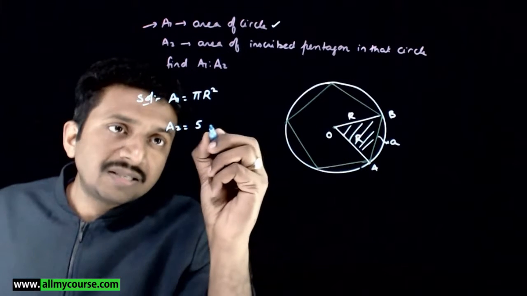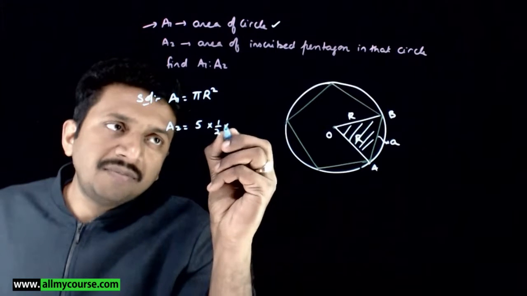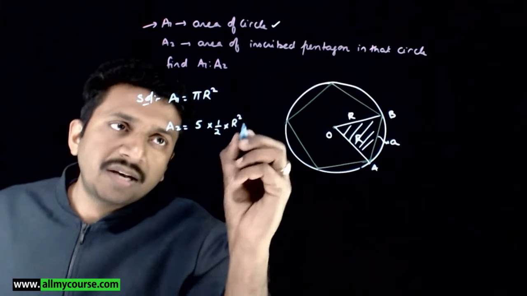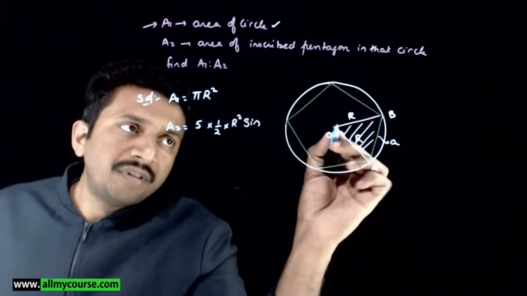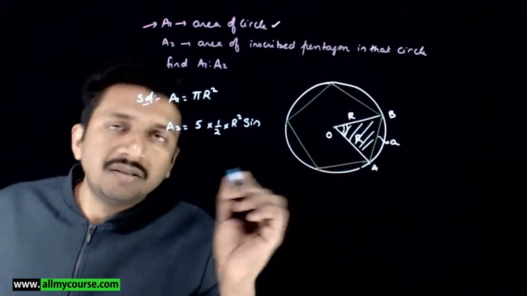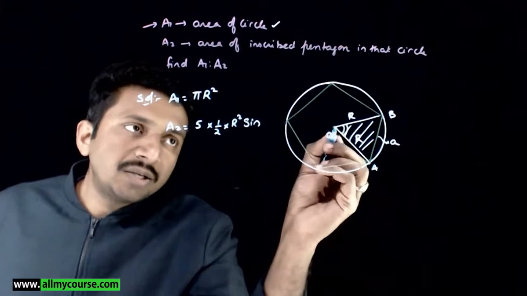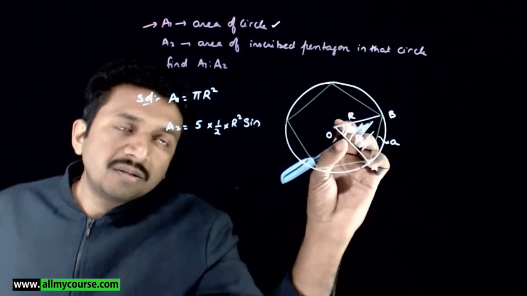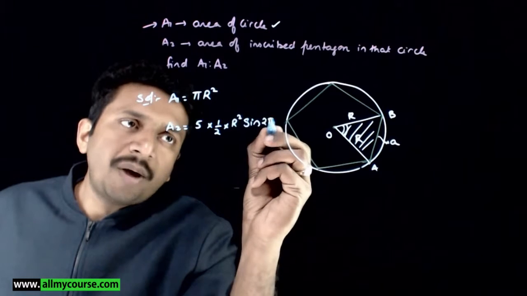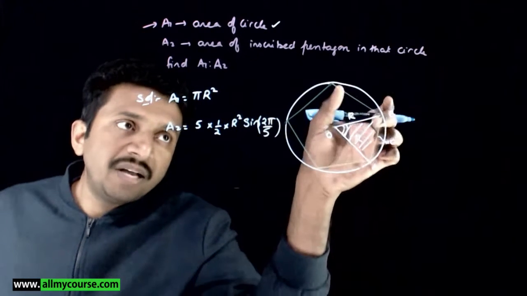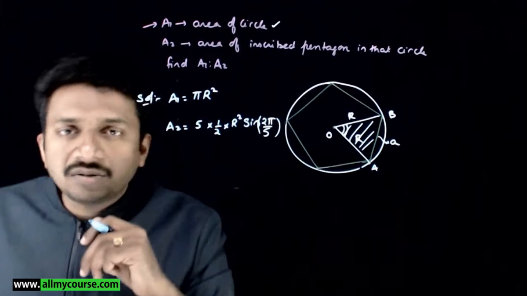Area of this triangle is half times product of two adjacent sides, half R square, sine of the angle between these two sides. So what is the angle between these two sides? The total angle is 2 pi. So this angle will be 2 pi by 5. Total 2 pi angle is being divided among the 5 sides. So 2 pi by 5.